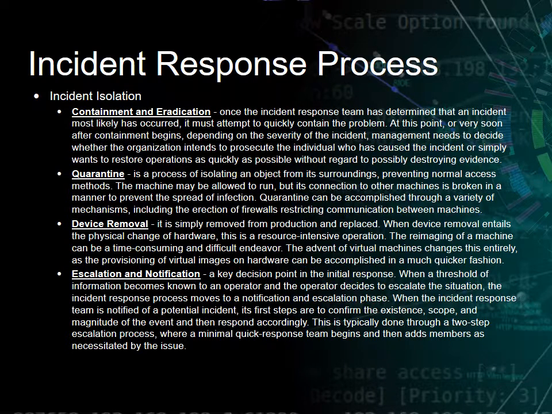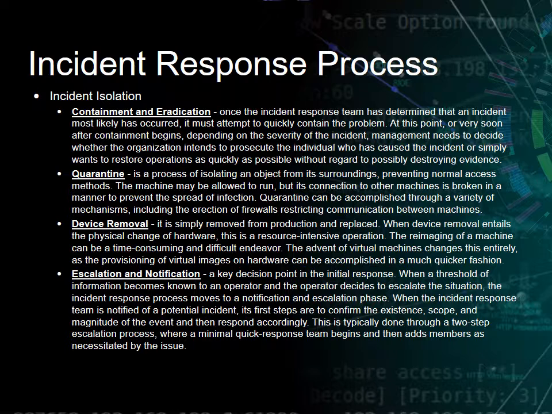Next, in your incident response, you want to isolate the incident as much as possible and keep that incident from affecting other systems around it. First, there's containment and eradication. Once the incident response team has determined that an incident most likely has occurred, it must attempt to quickly contain the problem at this point or very soon after containment begins. Depending on the severity of the incident, management needs to decide whether the organization intends to prosecute the individual who has caused the incident or simply wants to restore operations as quickly as possible without regard to possibly destroying evidence.